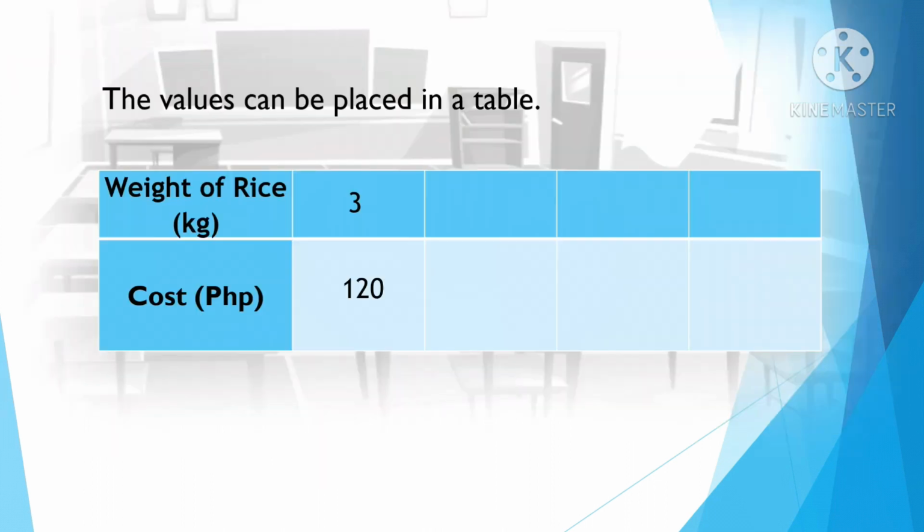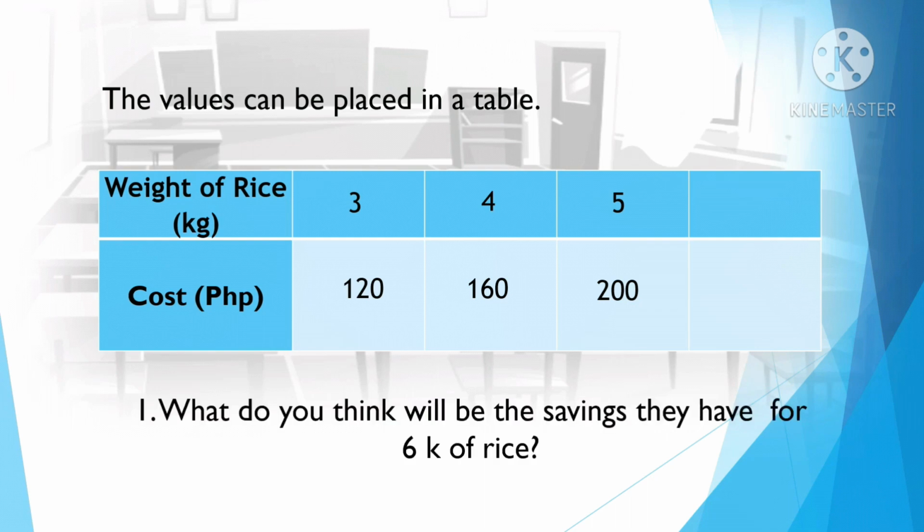The values can be placed in a table. Weight of rice against its cost. For every 3 kilos of rice, there's 120 pesos cost. For 4 kilos, the amount is 160. For 5 kilos, it's 200. Now observe the pattern. What do you think will be the savings they have for 6 kilos of rice? If your answer is 240, then you're correct. How do we find the cost?